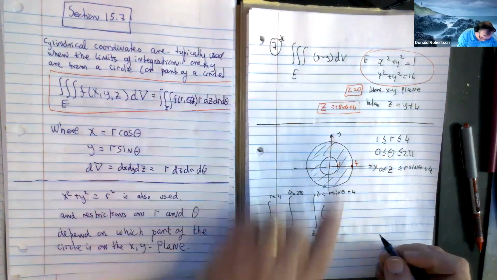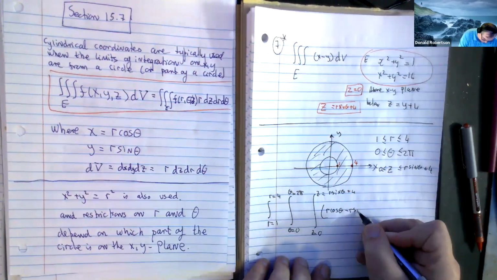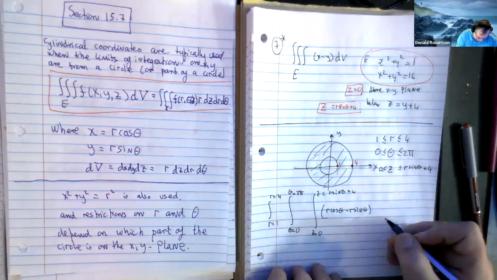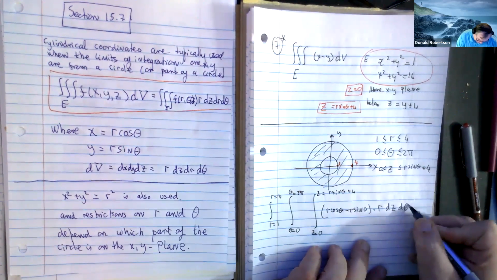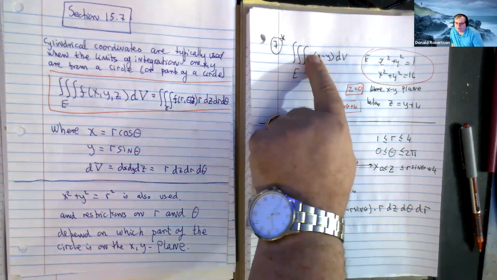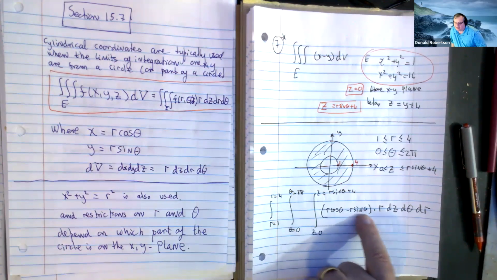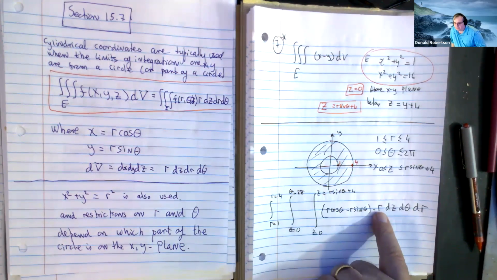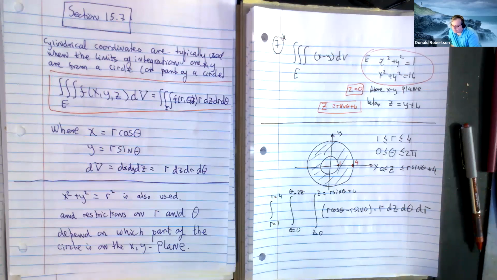The x minus y becomes r cos theta for the x, take away r sine theta for the y, and the dV becomes an r dz d theta dr. Are you comfortable about this fella with its new limits of integration, the x minus y, and that bit that they always have, the r dz d theta dr? Are you comfortable where all the pieces are coming from?